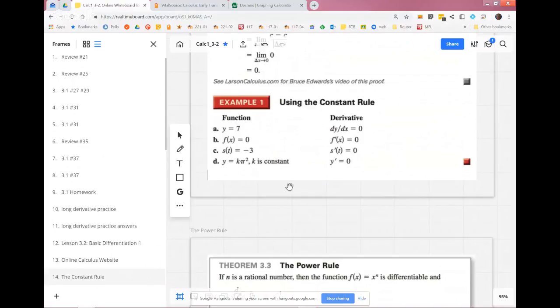S of t equals -3. -3 is a constant. Derivative, 0. Y equals k pi squared, where k is a constant. Obviously, pi is a constant. So I have a constant times a constant, which is a constant. The derivative is 0. So if you have a constant with no variable and you are to take the derivative, the result is 0.